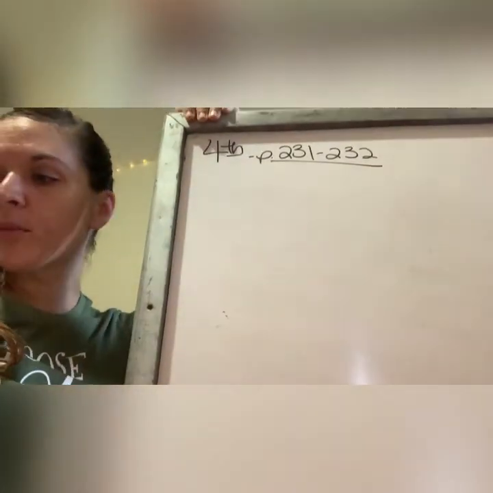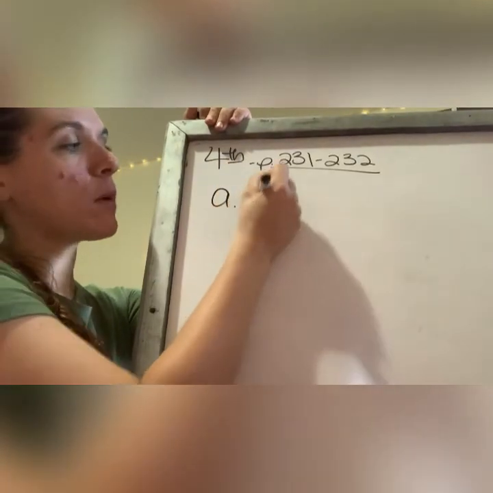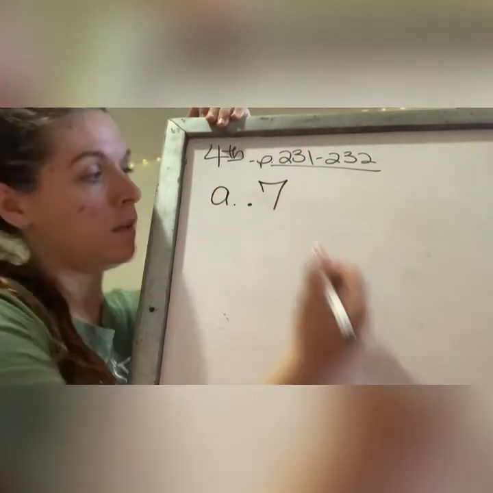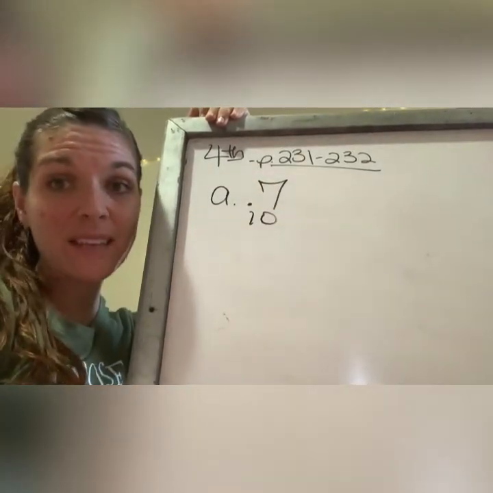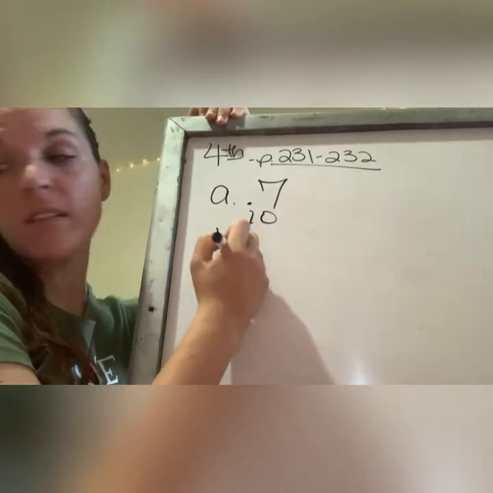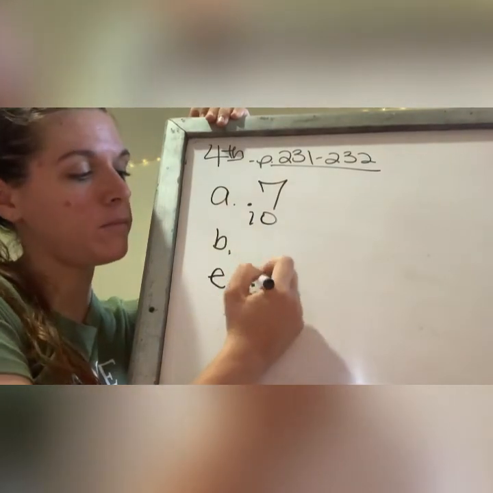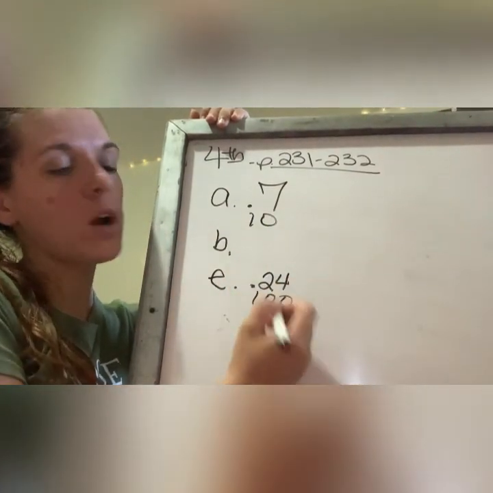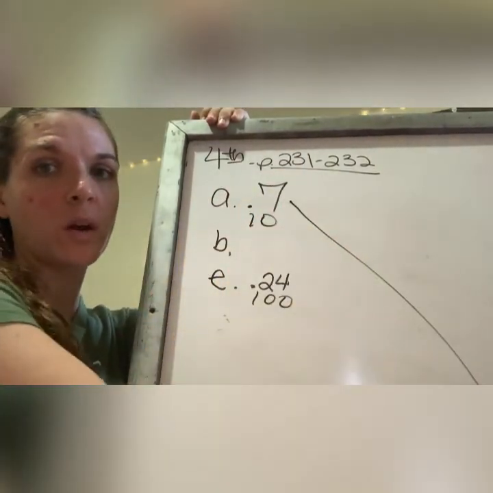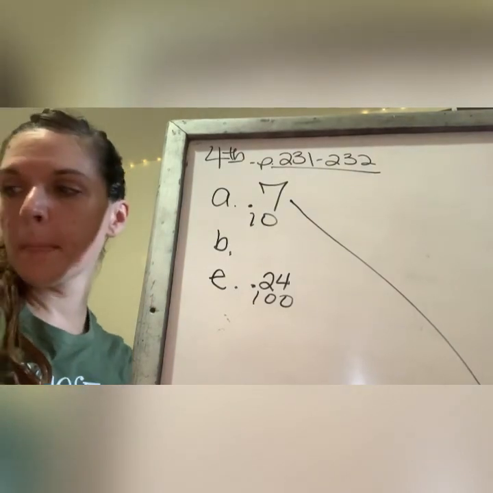Okay, now look at number 3. Match by drawing the lines. I want to help you. Look at this one, 0.7. You need to find the one that says what? 7/10, because it ends in the tenths place, right? Letter B is just the same, so I don't want to do letter B, but look at letter E. Letter E. 24 what? Hundredths. That's what you have to look for, and then draw your line. Okay, go ahead and do that.